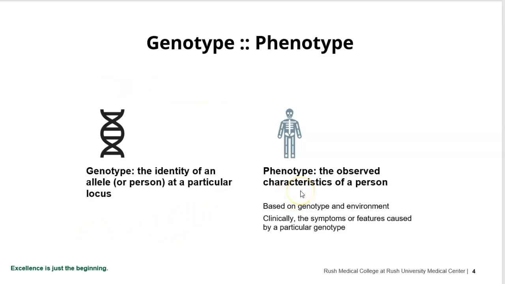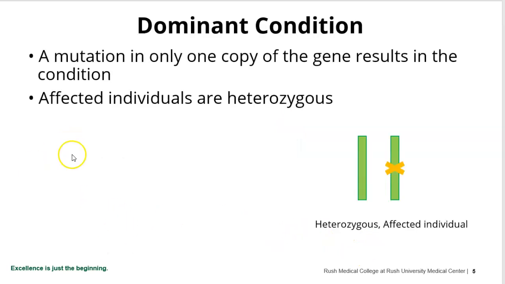Phenotype is the observed characteristics, and it's based on the genotype and the environment. And what the environmental factors are, most of the time we don't know. Clinically, symptoms or features caused by a particular genotype are sometimes known and sometimes not. So a dominant disorder is if one of the two copies isn't functioning correctly and the individual exhibits the phenotype.